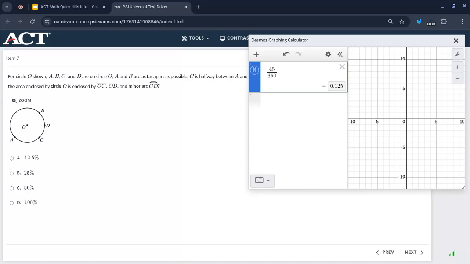And we get 0.125. It wants us to do it as a percent. So we would then have 12.5%, converting that decimal to a percentage.